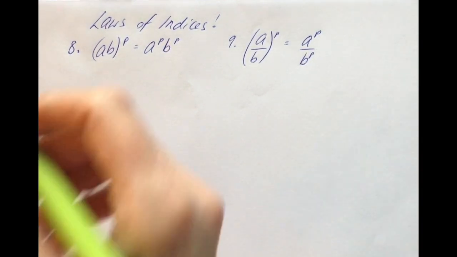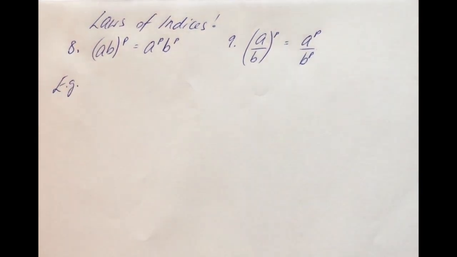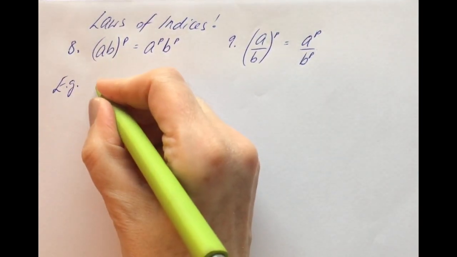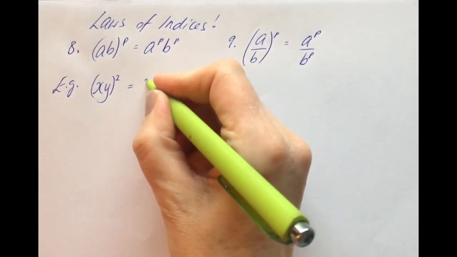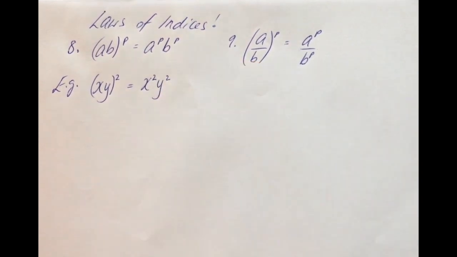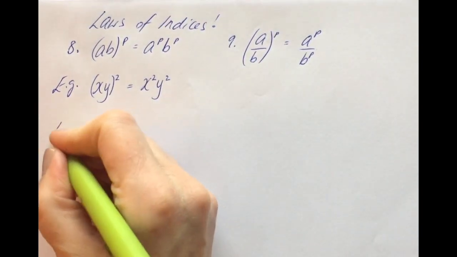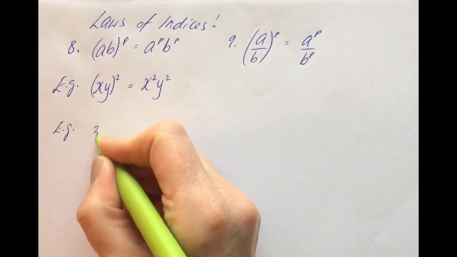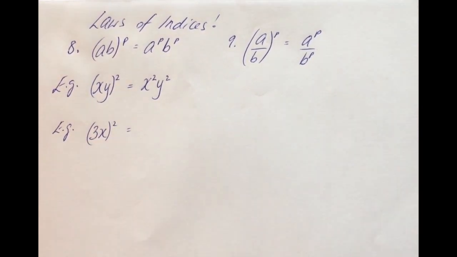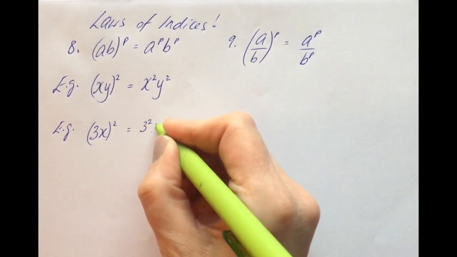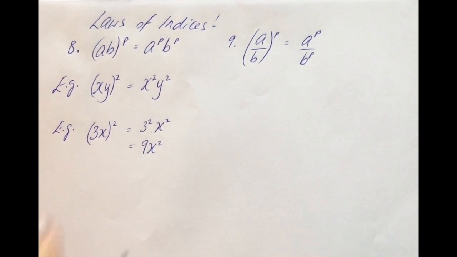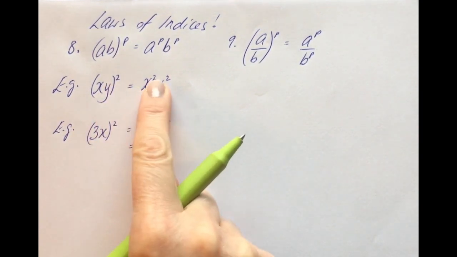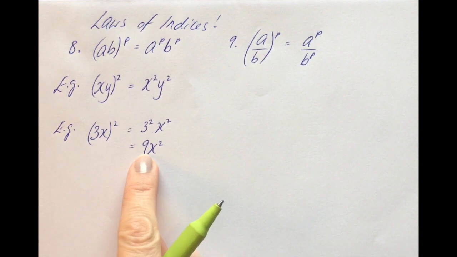Let's take a look at it straight away in clear examples. So let's say you have x times y all to the power of 2. Then what this law is saying is it's the same as x to the power of 2 times y to the power of 2. Another numerical example, let's say you have 3x all squared. Well, it's the same as 3 squared times x squared, which of course is 9x squared. You must square both terms. In other words, if the whole thing is being raised to the power of 2, then each of them has to be raised to the power of 2 and multiplied.